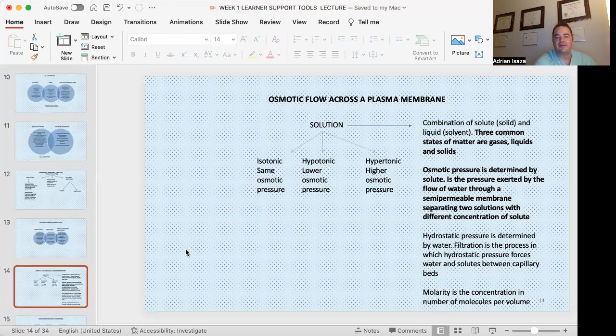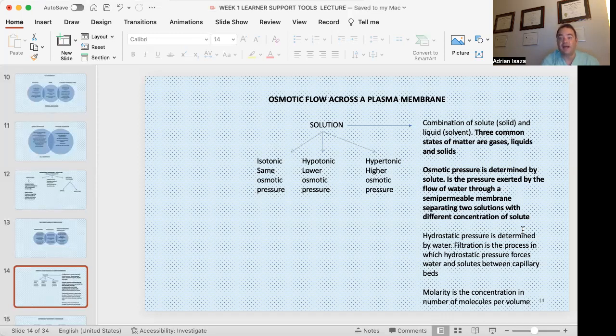Solutions, right? So a clinical application of this is something called normal saline. Why do we give someone normal saline? Because our blood has a certain osmotic pressure. Is that the force created by the amount of solute? Yes, right. And I wrote it here, it's bolded. Osmotic pressure is determined by the solute. It's the pressure exerted by the flow of water through a semi-permeable membrane separating two solutions with different concentrations of solute.